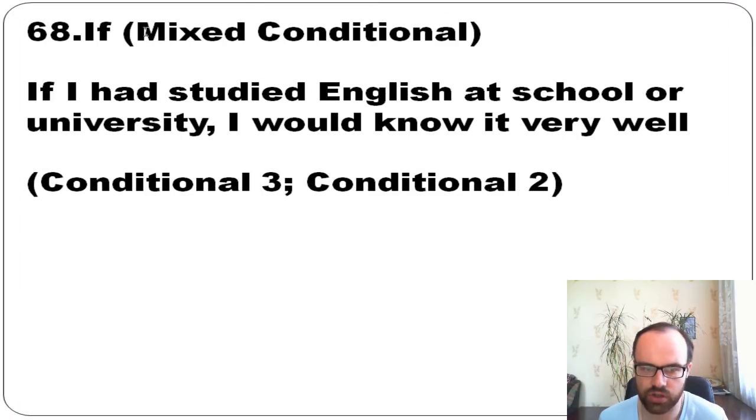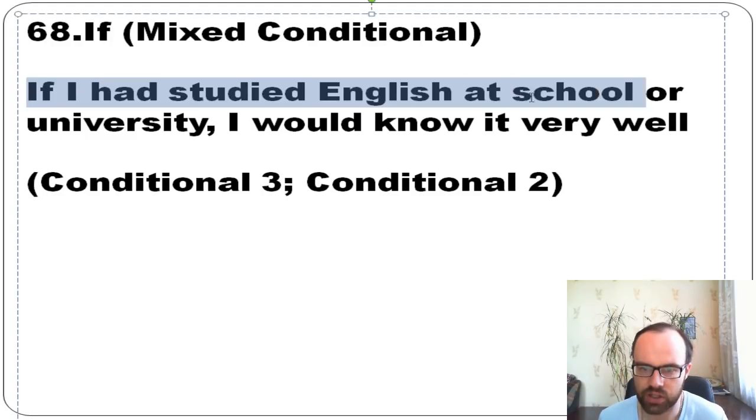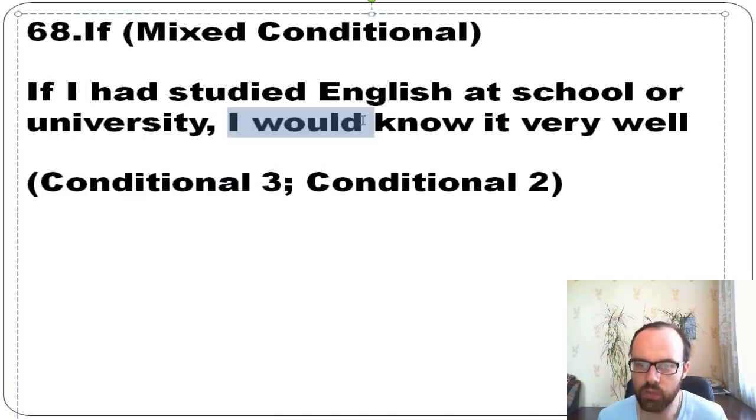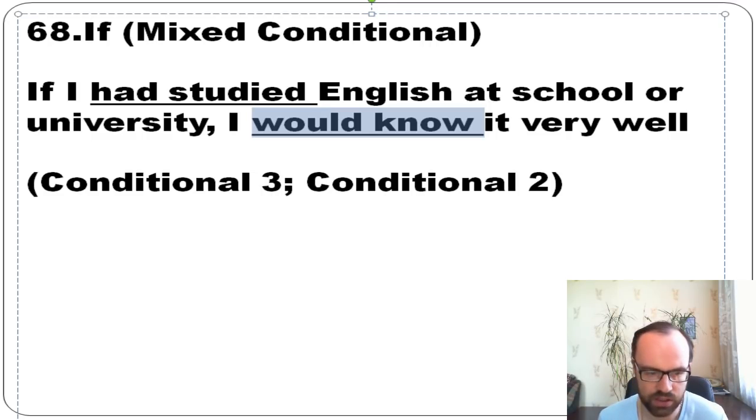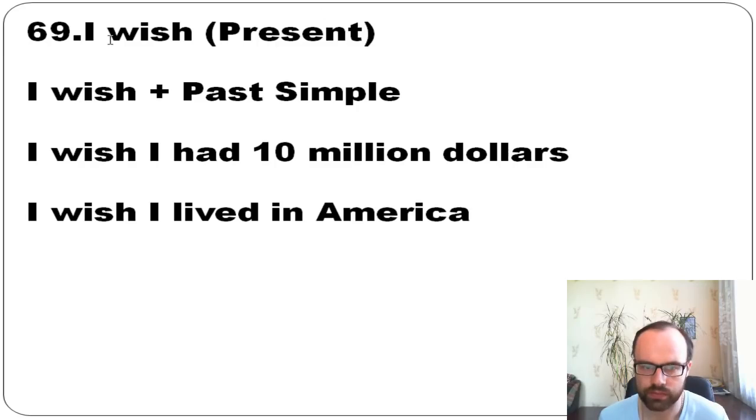Okay, next, mixed conditional. Look at this situation. If I had studied English at school or university, so it's unreal about the past. Then, I would know it very well, and it is unreal about the present. Unreal about the past, had plus past participle. And unreal about the present in the second conditional, it's would plus verb. I would know it very well. So very interesting structure.